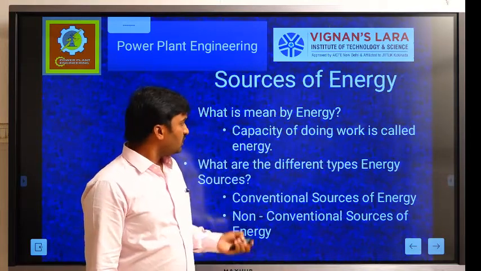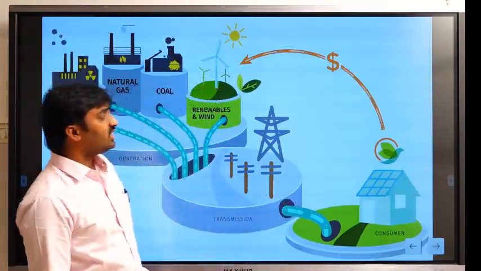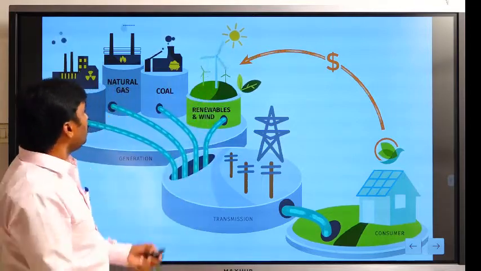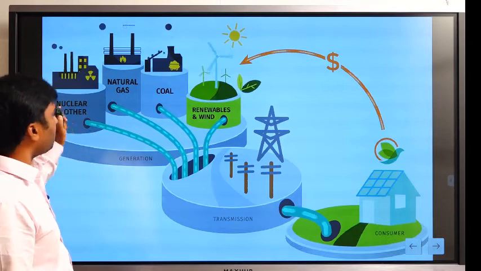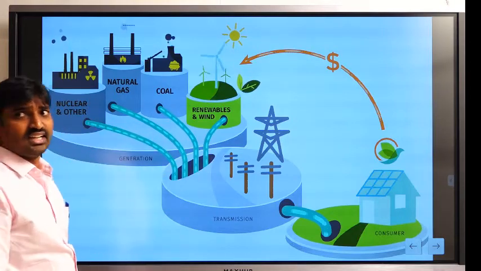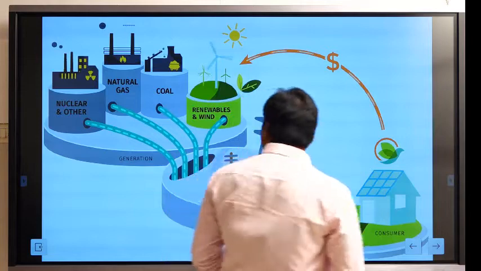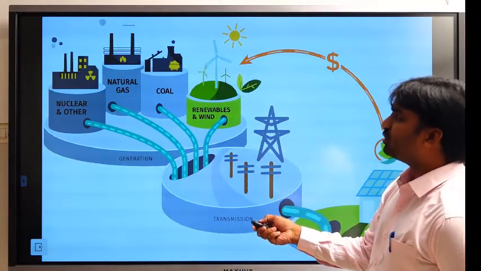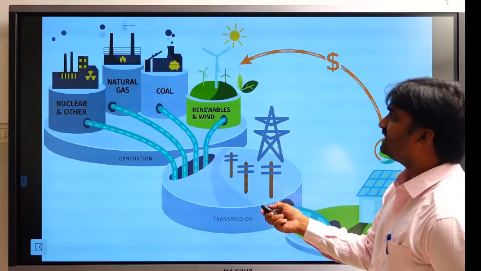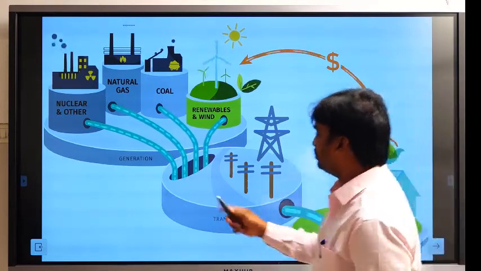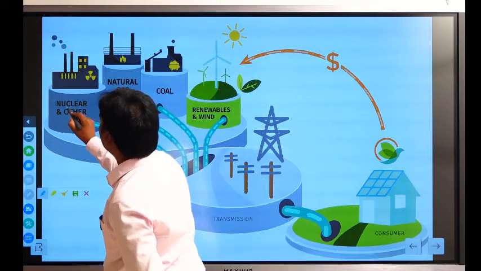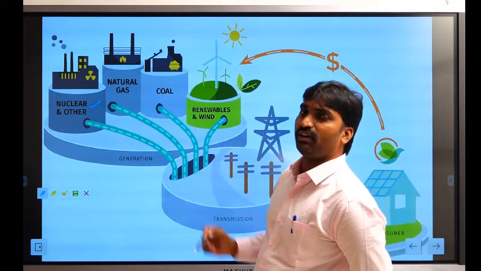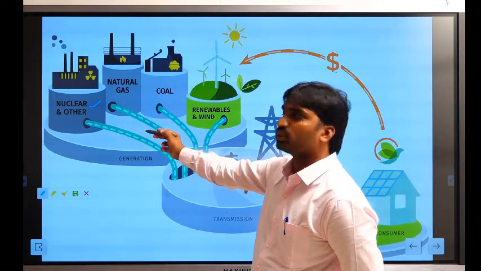Okay. And next, what are the different types of power we are utilizing? See here, in this image we are seeing the different energy sources. First is nuclear and other types of energy sources, next is natural gas, and next is coal. First is nuclear. So this is the nuclear energy. We are using nuclear energy for generating power. Nuclear energy is a conventional energy source.